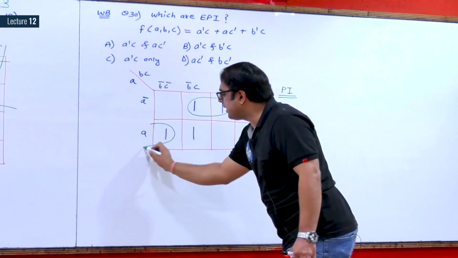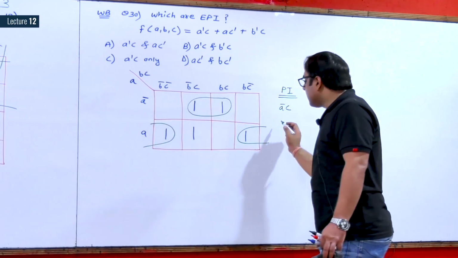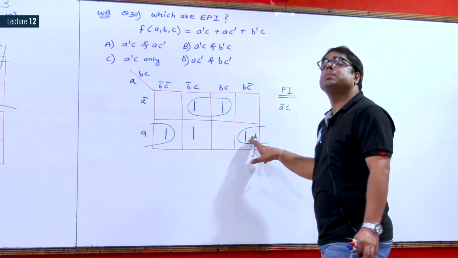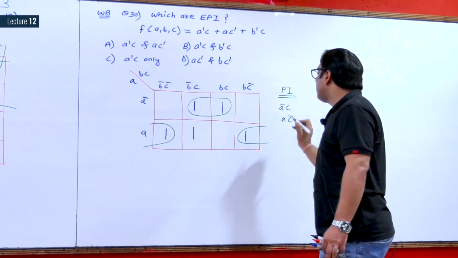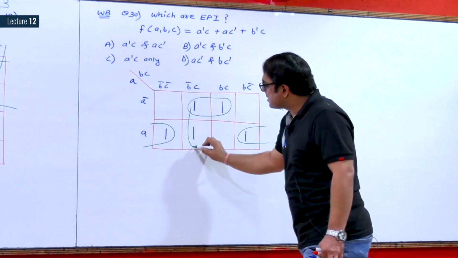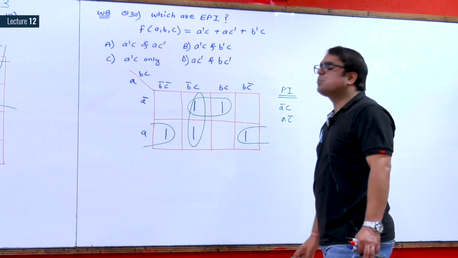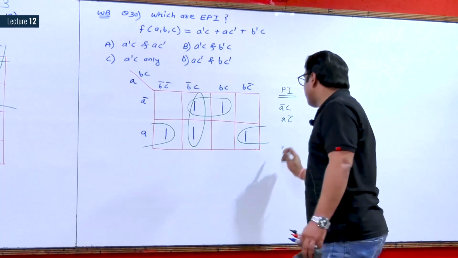Now, this pair is again the best possible pair because it is not part of a quad. So this is A C complement. Now this pair is again the best possible group, because this pair is not part of a quad.